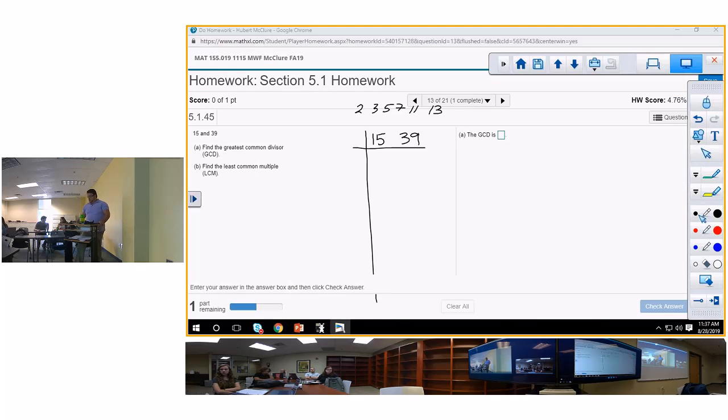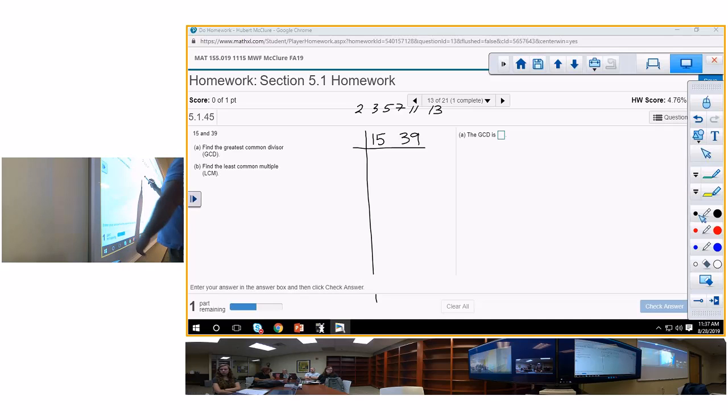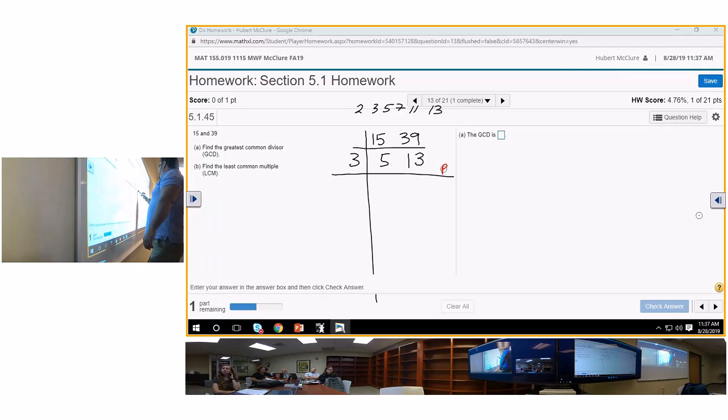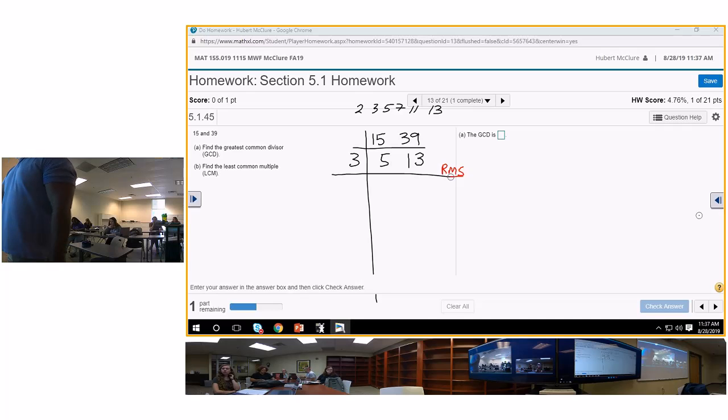Okay, so what number, right off the bat, will go into both of them? Three. Well, why? What about five? Five will go into 39. So three, a five and a 13. Real math stops. Why? What indicator tells you that the real math stops? The 13 is a dead giveaway because 13 is what?